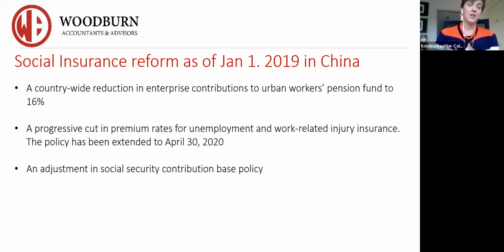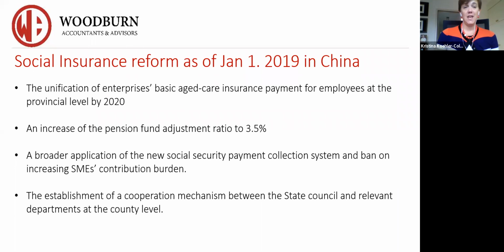There was a progressive cut in premium rates for unemployment and work-related injury insurance. That was extended due to COVID to April 30th, 2020, and it's still been extended due to the current zero COVID policies. And there was also an adjustment to the Social Security base policy at that time. In addition, there was a unification of basic aged care insurance payments for employees by 2020, and an increase of pension fund ratios by 3.5%. So you can see there were a bunch of different things happening in terms of the reforms.